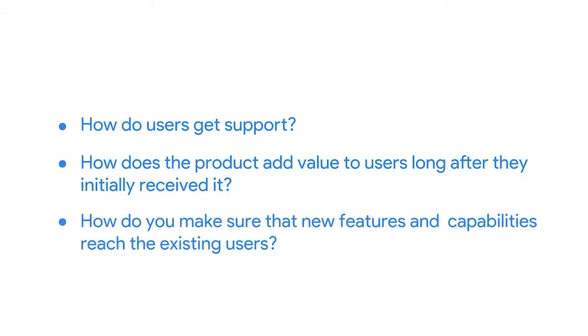And how do you make sure that new features and capabilities reach the existing users? Building the right thing, building the thing right, and running it right all work together to ensure that the team creates a steady and continuous delivery of value to users throughout the life of the product. Let's consider how the Virtual Verde team can ensure that they focus on value-driven delivery.